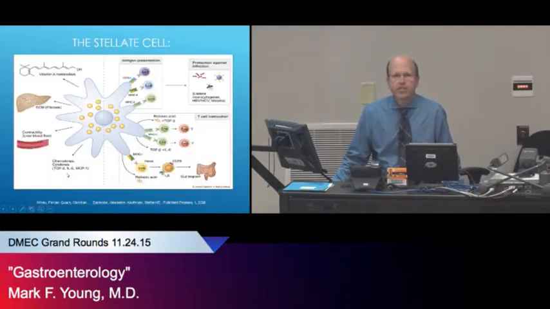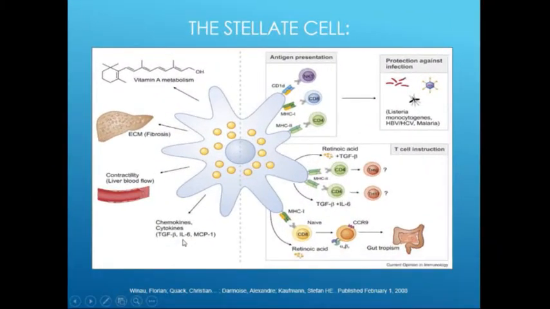Stellate activation is a central event in the development of cirrhosis, and that's something that we've really studied more over the last decade. The stellate cell used to be called Ito cells, and a stellate cell is very rich in retinoic acid, and it is highly involved in vitamin A metabolism. So those are kind of take-home messages about the current thought on the stellate cell. There was a recent article in Gastroenterology, and they called it the star of the liver being the stellate cell.